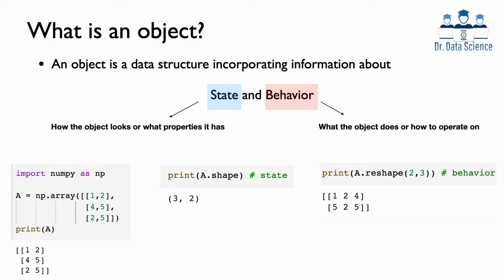Now, let's say that I want to take this original object and change the number of elements in each axis or dimension. Here I can use this function or method, which is called .reshape. And now we say that we want to have 2 elements in the first axis and 3 elements in the second axis. So in this way, we can change the shape or the state of this object by using this behavior that we have defined here.